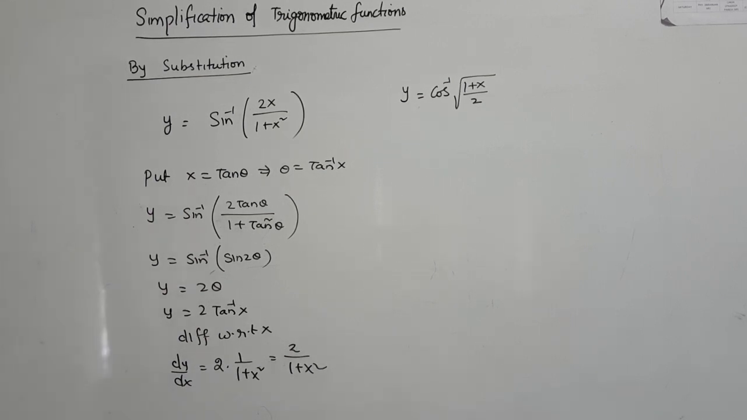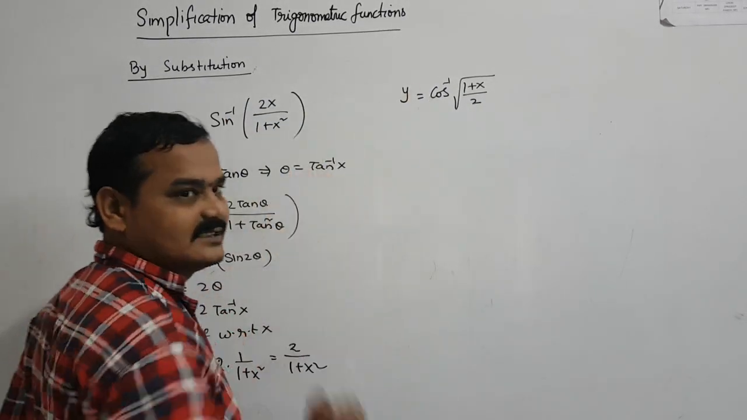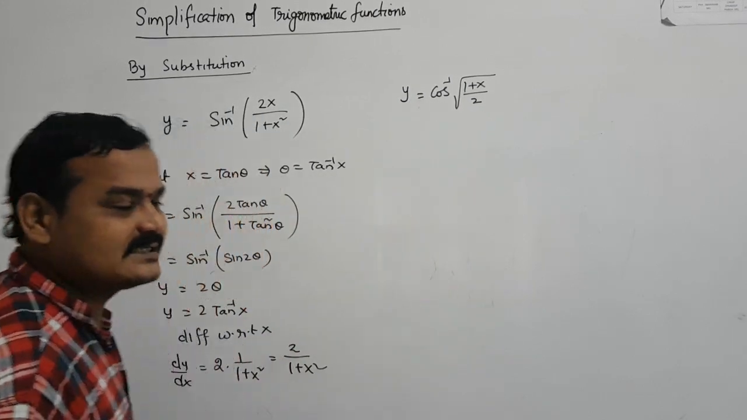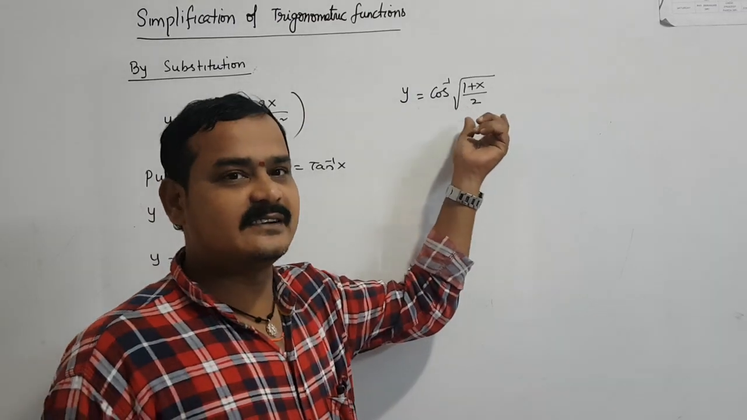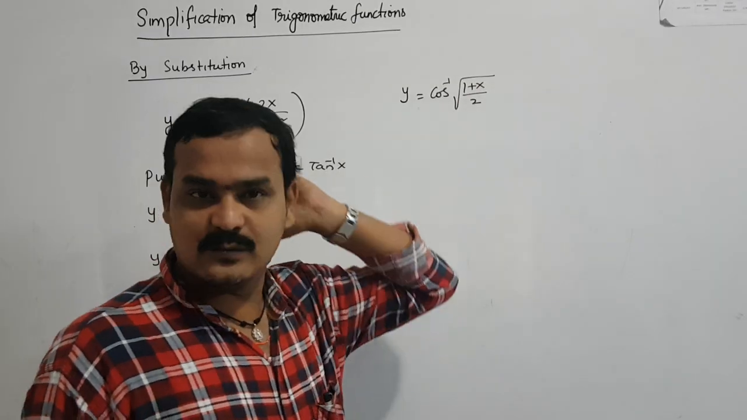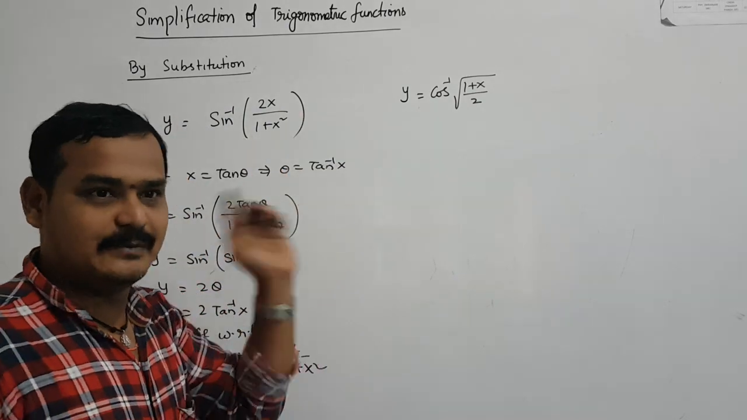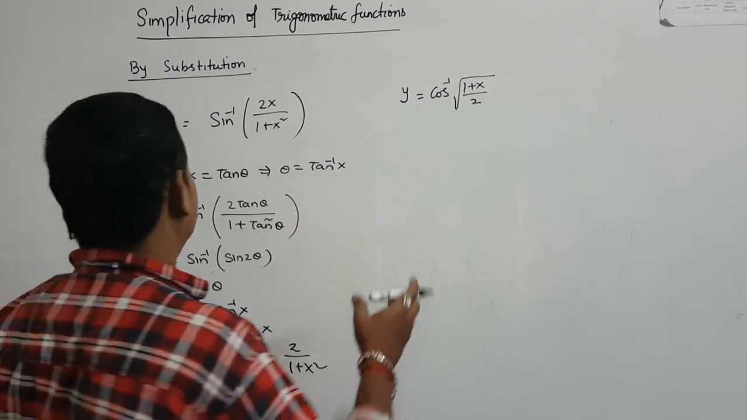But there you can simplify by using the chain rule. By using the chain rule, you can simplify with 3 functions. The first function is cos inverse, the second one is root, and the third one is 1 plus x by 2. It becomes lengthy. But if you simplify this by substitution, it is very easy. You just observe.